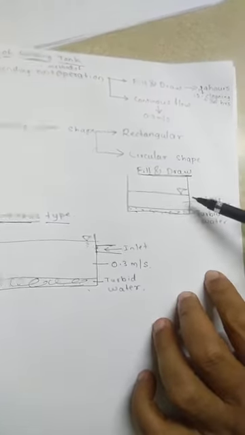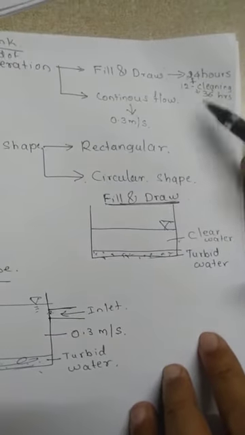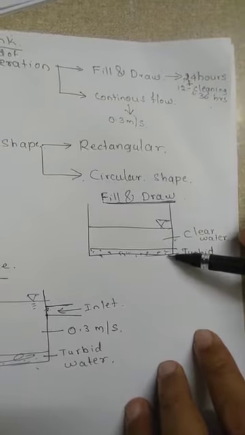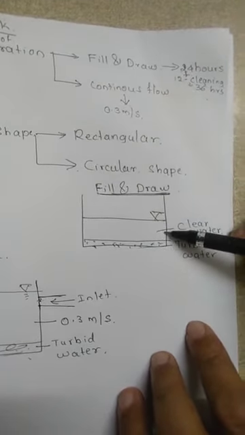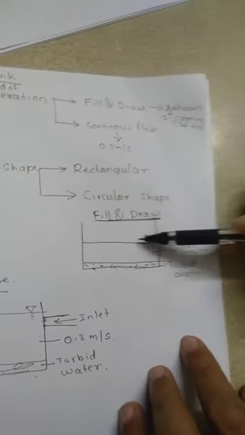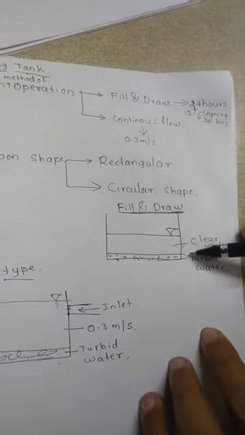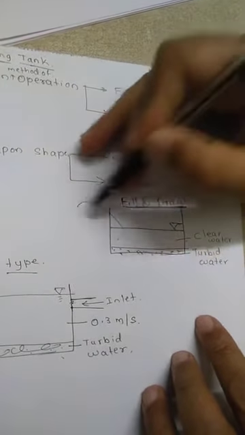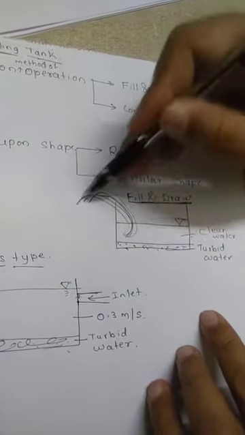Now what we have done till now is the filling, and we have given 24 hours of detention time. The particles have settled down, and we remain with the clear water. Till now this was the filling process and the settling process. After this, we take this water out. Now we have done the drawing, right?